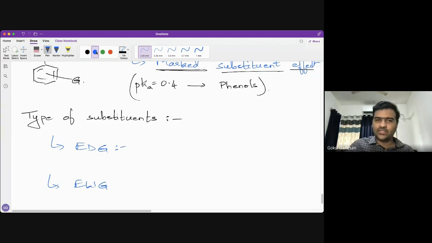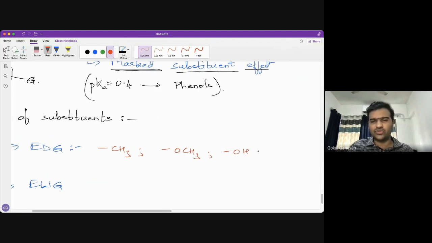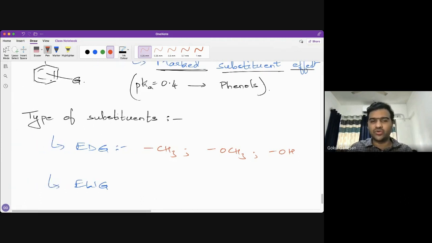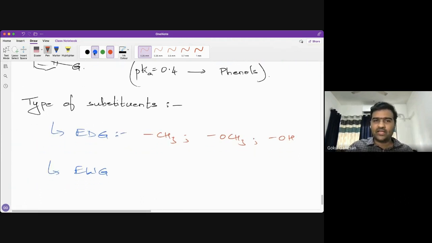Electron donating substituents could typically be methyl groups, methoxy groups, etc. OH, NH2, NHCOCH3, all those which result in enriching the electrons in the ring will act as electron donating substituents. Electron withdrawing substituents, on the other hand, will be of the type nitro, formyl, ketone, or carboxylic acid.